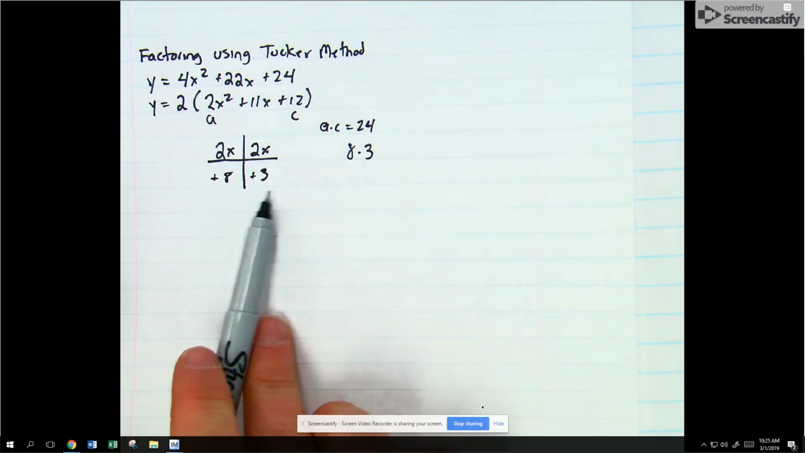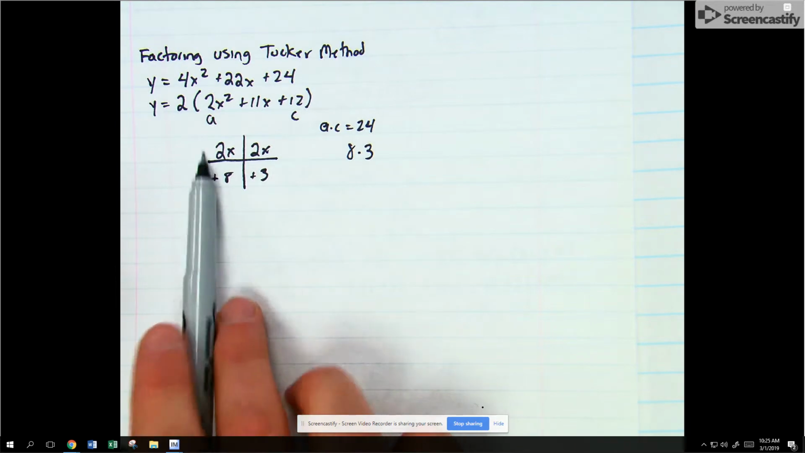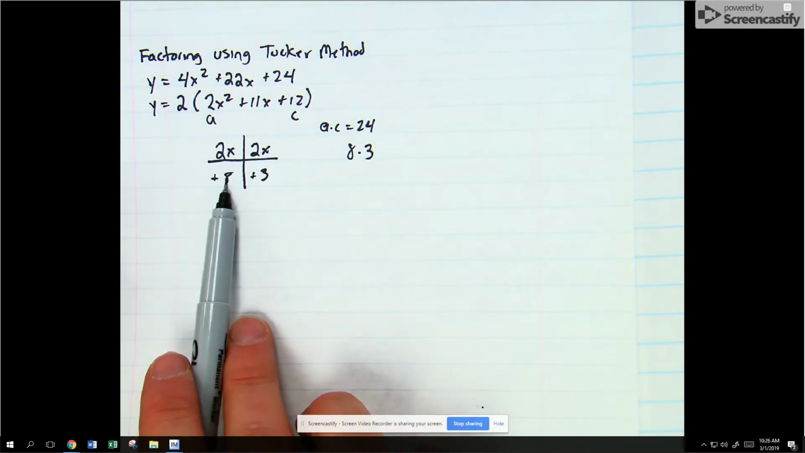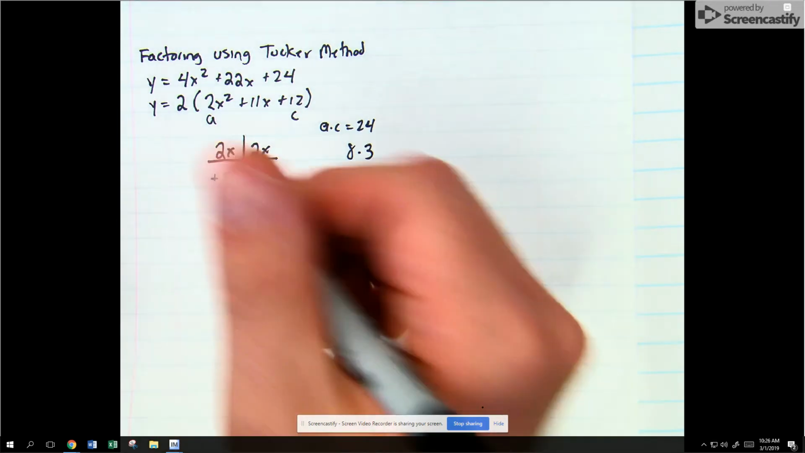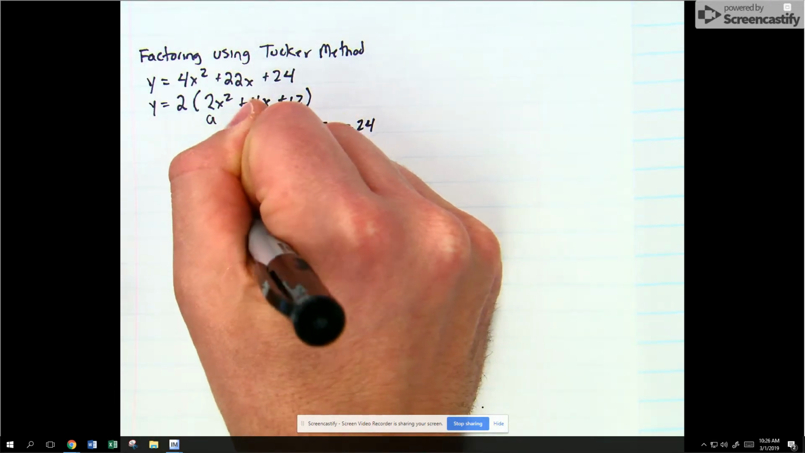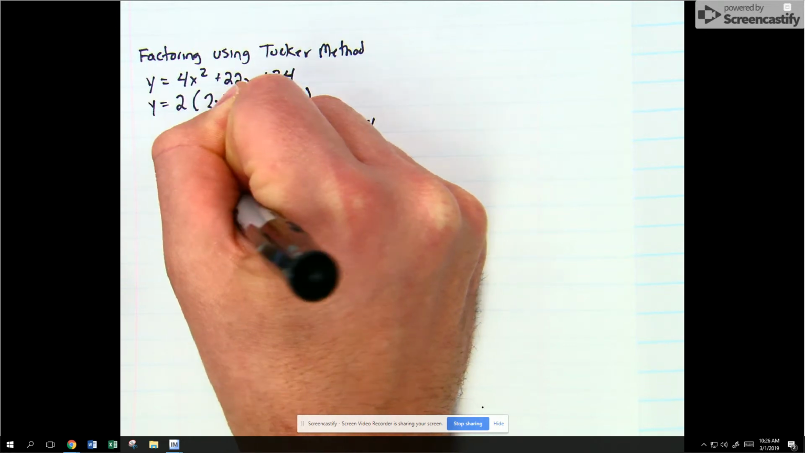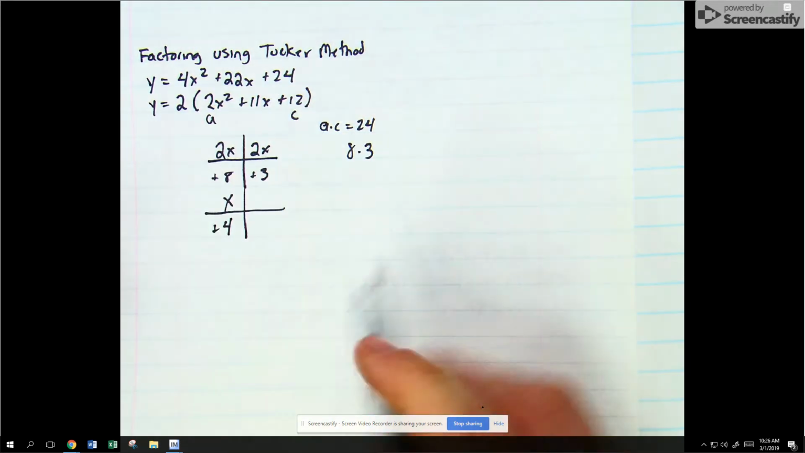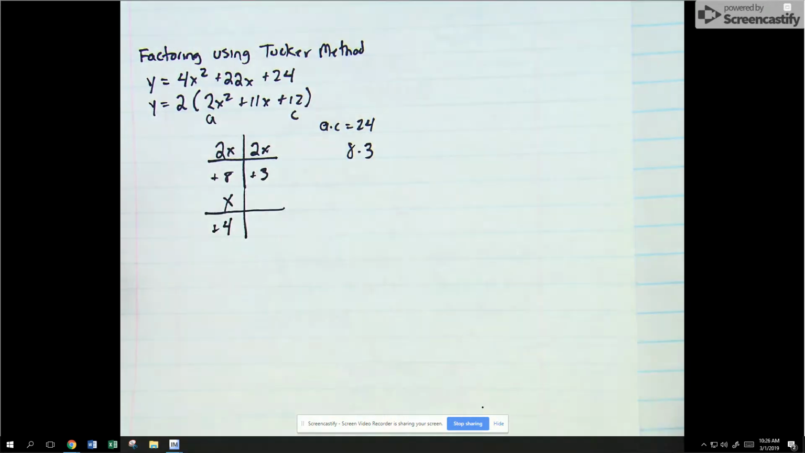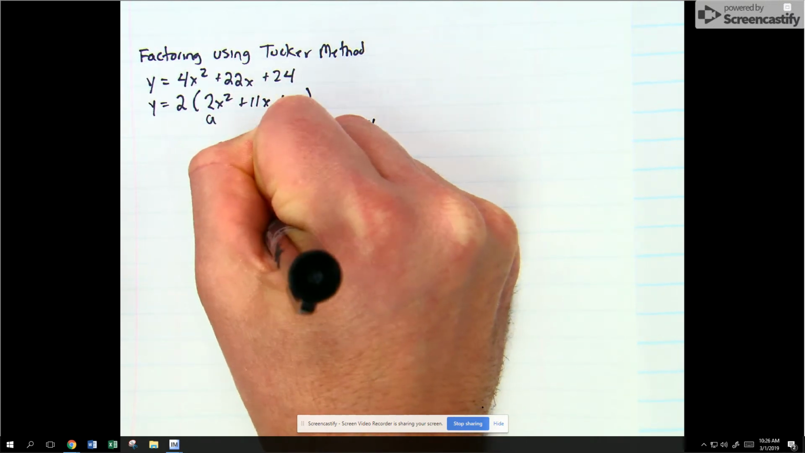Once we have this box filled in, we're going to reduce any fractions. So on the left side, we have a 2 here and an 8 here. So the 2 and 8 can reduce to 1 and 4. So I'm just going to write a separate box for that. We're reducing the 2 and the 8 to x and 4, 1 and 4. The 2 and 3 we can't reduce. So we have 2x and then plus 3.